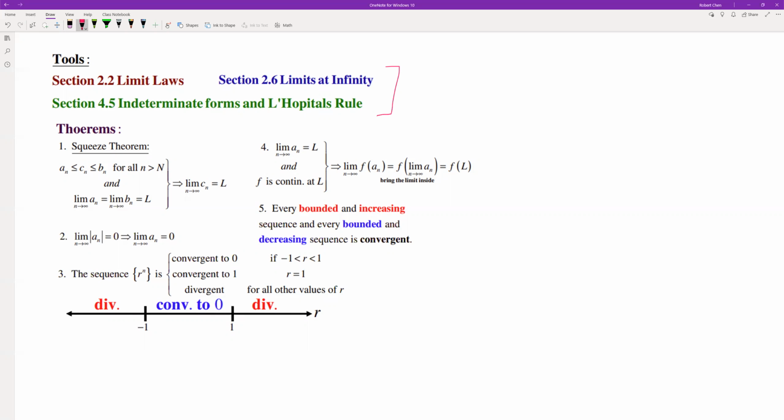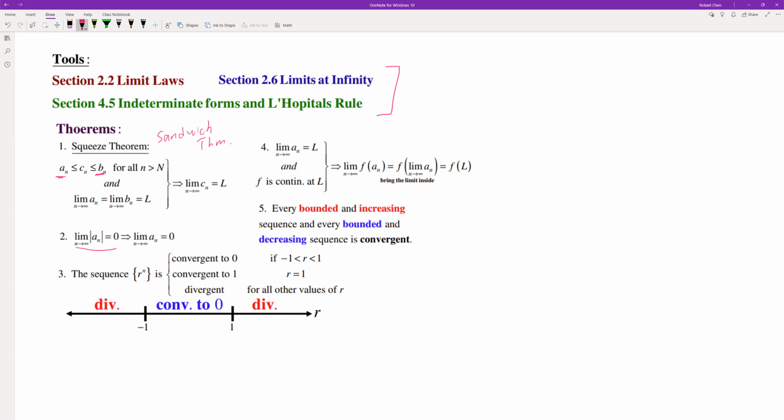For example, the first one, the squeeze theorem. If you can show that the lower bound and the upper bound of the limit that you want converge to the same value, then we can say that the middle one also converges to that value. The squeeze theorem is sometimes also called the sandwich theorem. Unfortunately, we cannot eat this, but it's a fun little theorem. And also, number 2, when we take the absolute value of the sequence, if it goes to 0, then that says the sequence is going to go to 0.